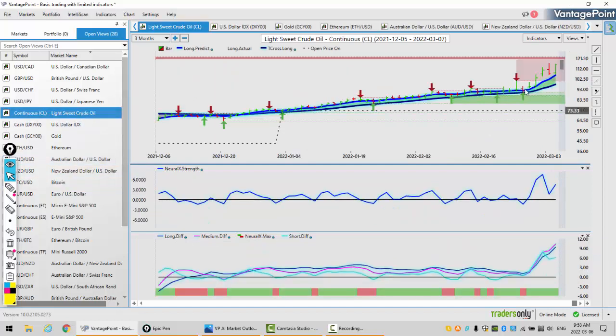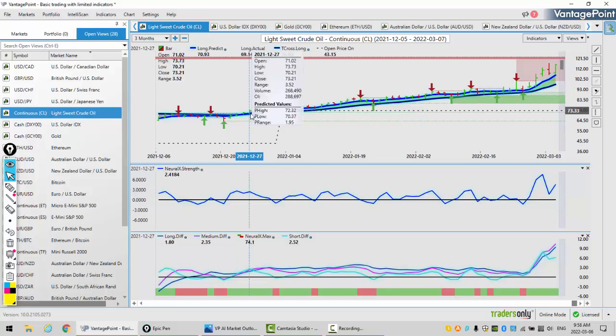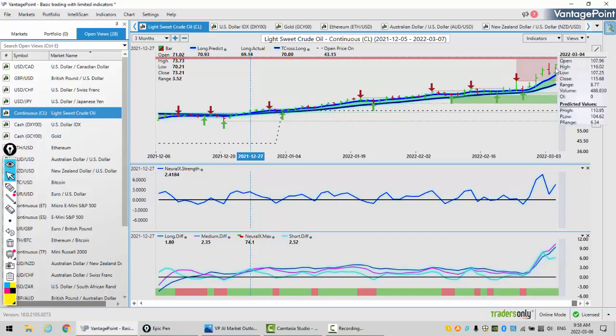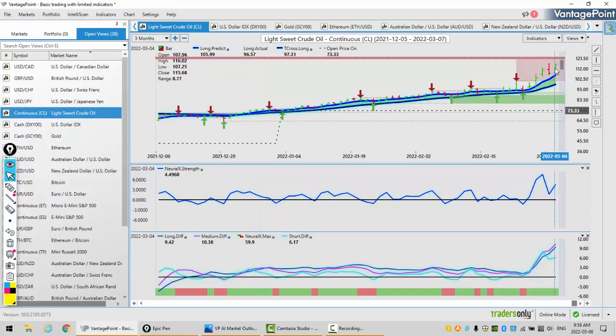Now, light sweet crude oil, I will certainly give kudos to VantagePoint on this one. Their original buy on oil came all the way back here on December the 27th when these modified predicted moving averages, so I'm using the long predicted and the T-cross long, showed oil rising. But obviously, when the Russia-Ukraine war comes to an end, so will the oil prices at these levels.